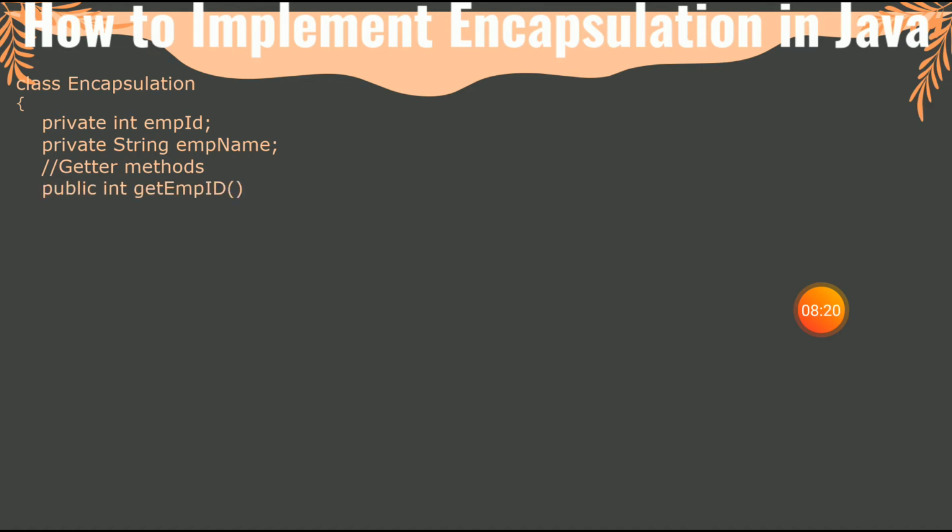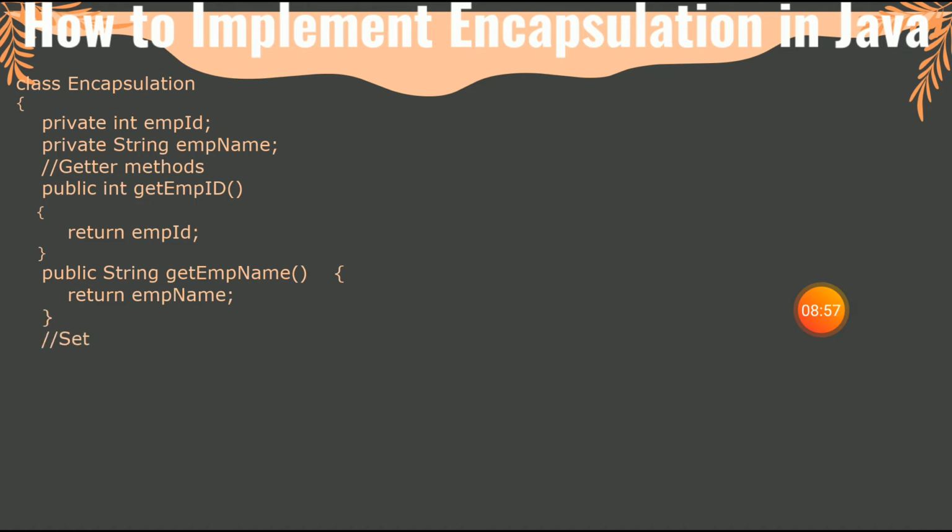Now whenever we want to access the private data, the private variable, we have to create two methods in that class, and then only will we be able to use that private variable. That is called getter and setter methods. So let me write first: public int getEmployeeID, through which we'll get the employee ID. Again another method, getEmployeeName, a return method, so we'll get the employee name.